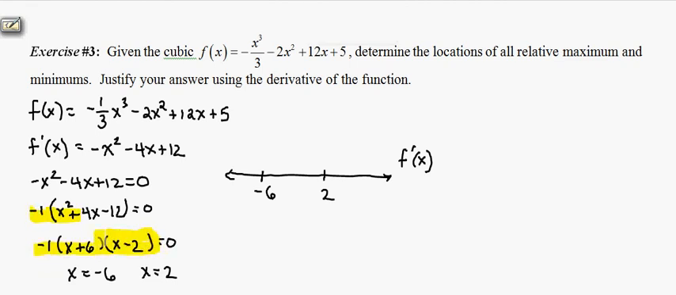Here we are. We're going to test it in this factored form of the derivative. Alright, so let's say that we take the x value, x equals 0. If I substitute it into that highlighted expression, I'm going to get a negative just from the negative 1. Then I'm going to get a positive from the 6. Then I'm going to get a negative from the negative 2. A negative times a positive times a negative gives me a positive.